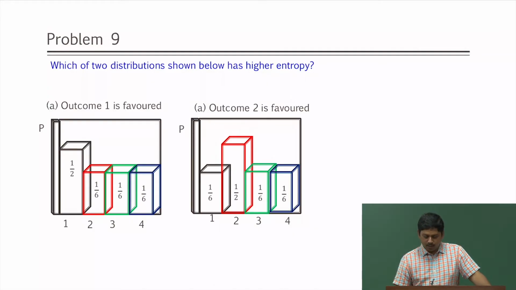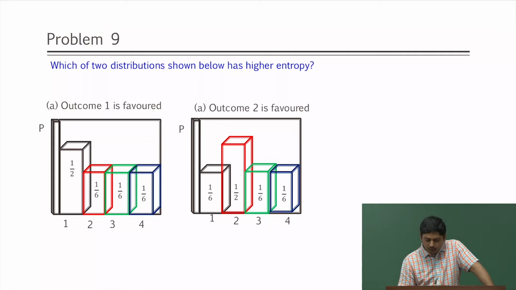Similar problem in the next one also. Which of the two distributions shown below has higher entropy? You would have to calculate that precisely and see. So, half and 3 1 by 6, and here also half and 3 1 by 6. So this is a trick question, you understand. You do not have to really do this problem, because whether this one is half or this one is half does not matter.